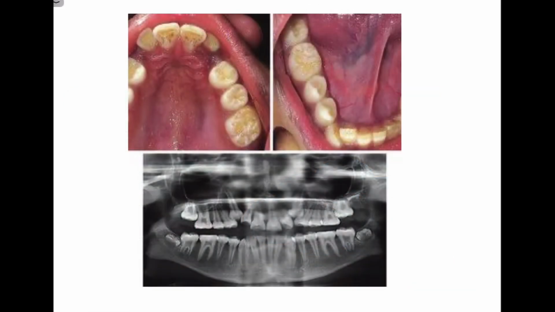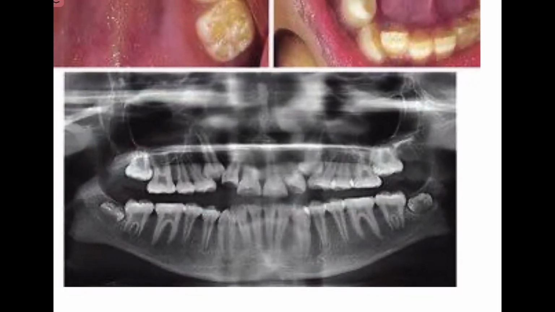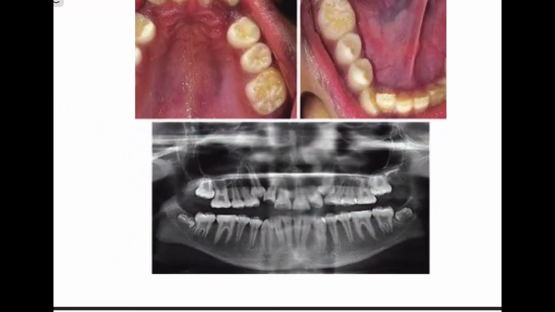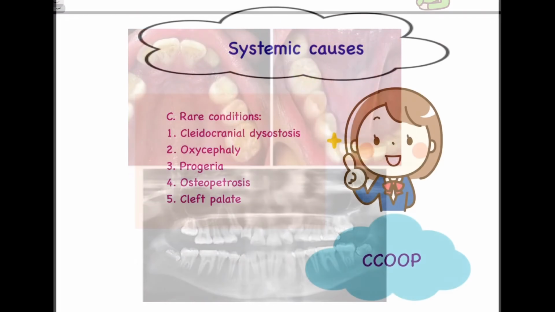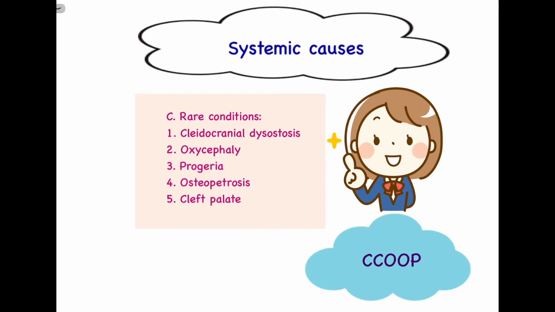So in this picture we can appreciate that there is absence of canines and the laterals are also blocked out, they are buccally placed, right? So certain disorders which are affecting the health of the child in general can definitely affect the development of the tooth. In the OPG again we can appreciate the same thing, right? There are impacted canines, these are blocked canines in the upper and in the lower as well. So these are systemic causes which directly or indirectly affect the growth of the child and thereby may lead to impaction.